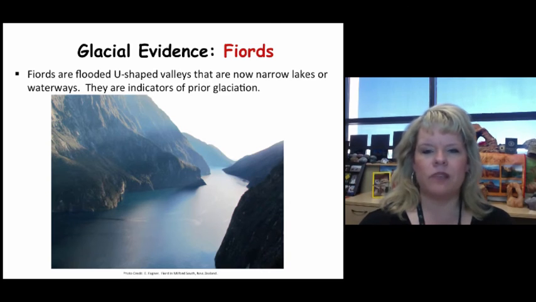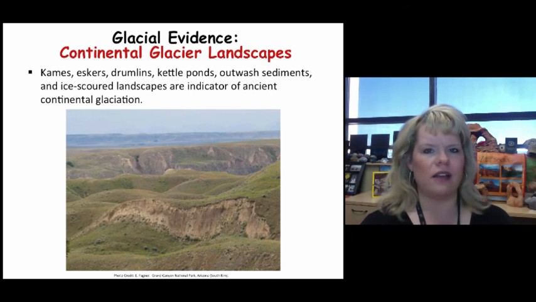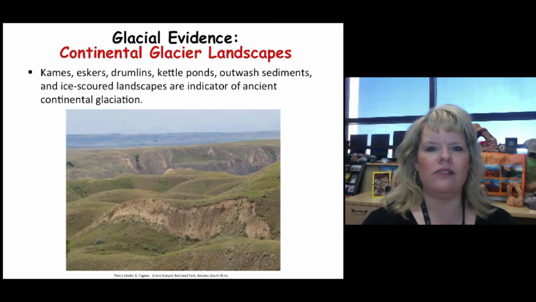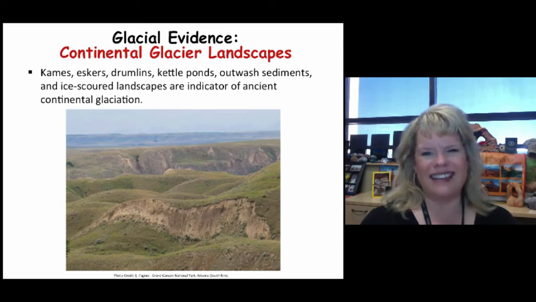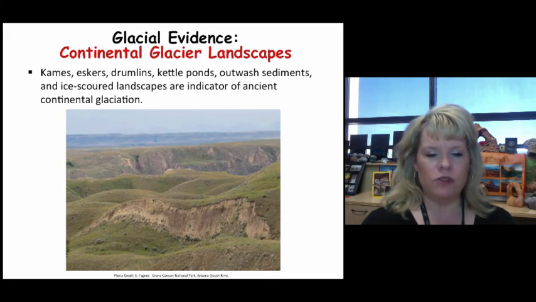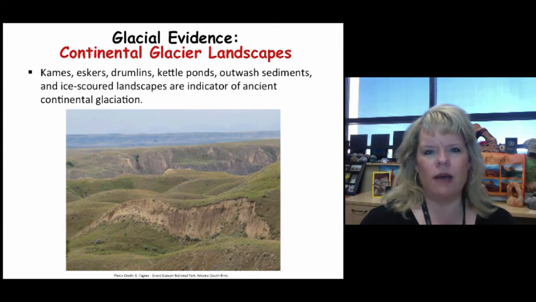All right, continental glacier landscapes don't tend to be that impressive, but don't ever forget about the importance that they bring to us for economic gain. They create things like kames, eskers, drumlins, kettle ponds, things that are ice-scoured landscapes that are large-scale areas that had thick deposition of braided streams that came out from the melting of continental glaciers. So this one's in Montana, and this was at the base of the Cordilleran ice sheet that we learned about earlier. So this would be continental glacier deposits.